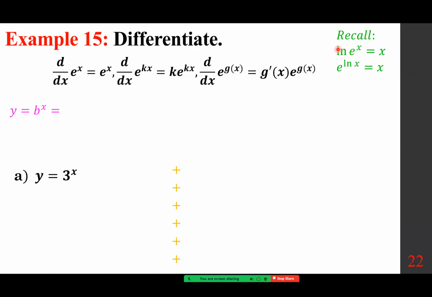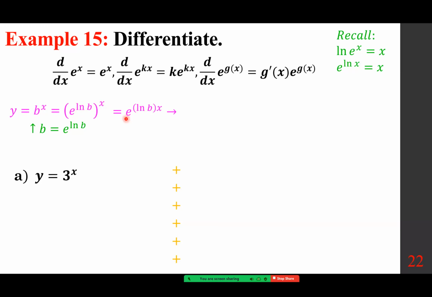According to this, I can say b is e to the power of ln b. So if I replace the b with e to the power of ln b, now I can use the power rule of exponentials. Remember, ln b is a number. So it's the product, e to the power of the product of ln b and x.